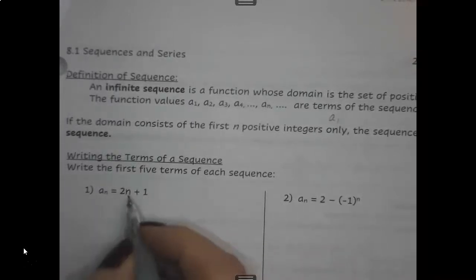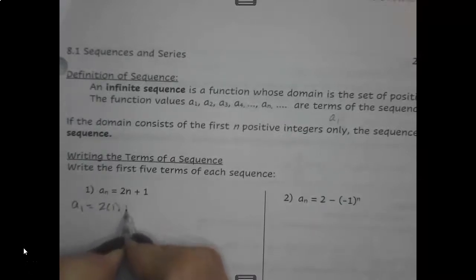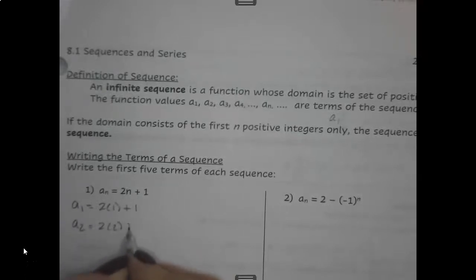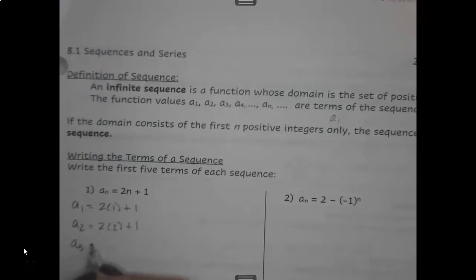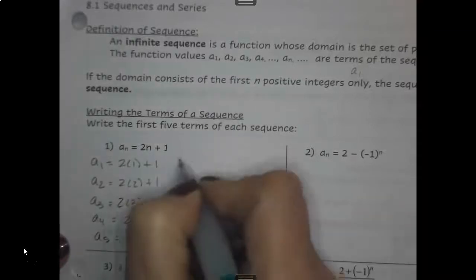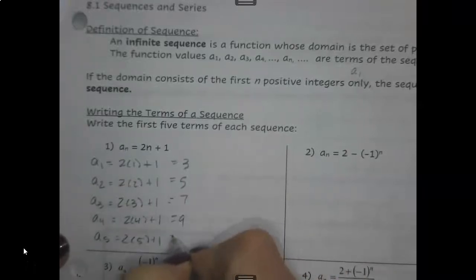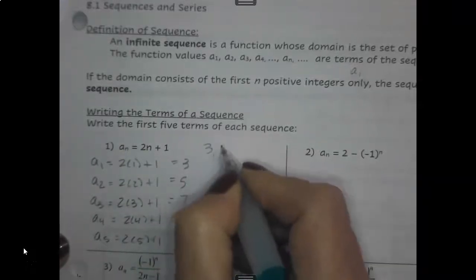So when you're asked to write the first 5 terms, a sub 1 is just 2 times 1 plus 1. A sub 2 would be 2 times 2 plus 1, just plugging in whatever term number it is for the n. And then a sub 5. So we would have 3, 5, 7, 9, and 11. Those would be our first 5 terms.